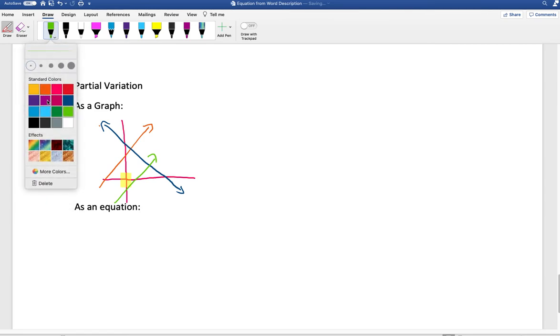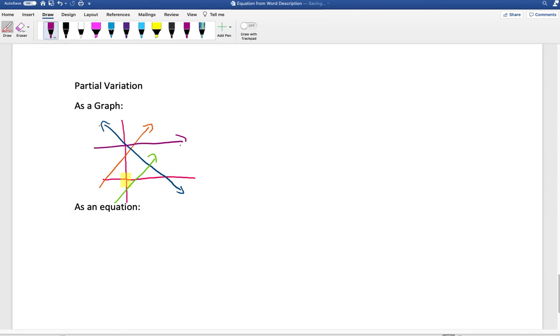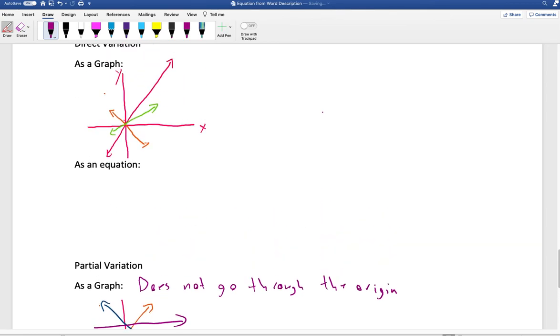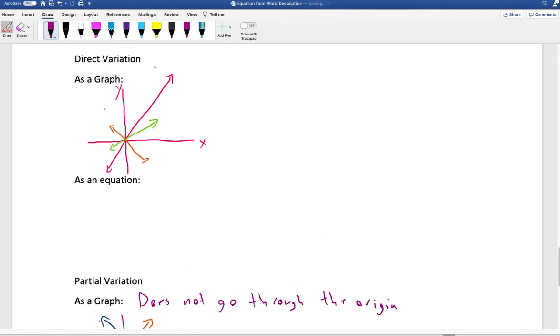I could even make a horizontal line if I wanted to. That just went straight across. No origin. Okay? That's right here. Does not go through the origin. Okay? And the one here goes through the origin.